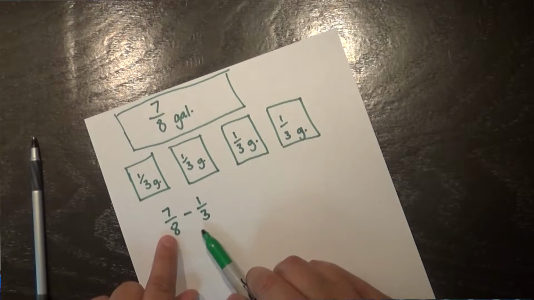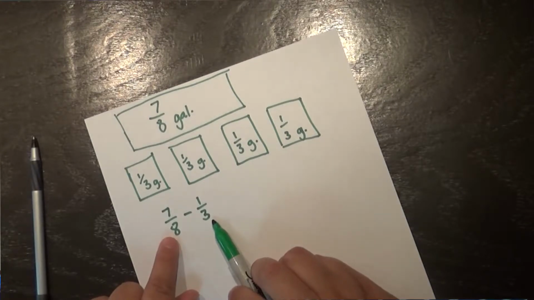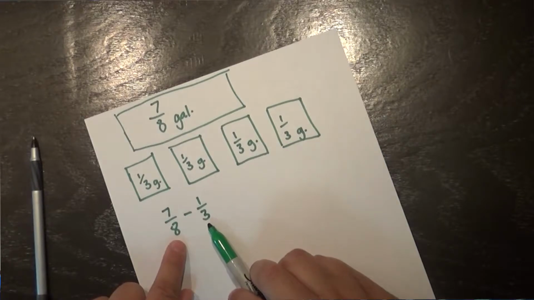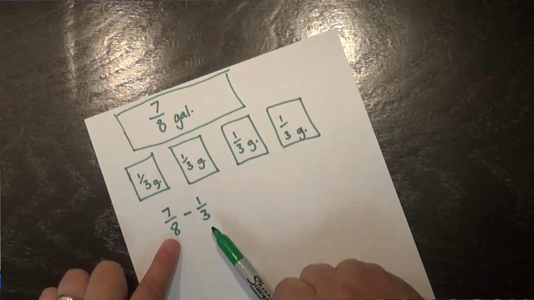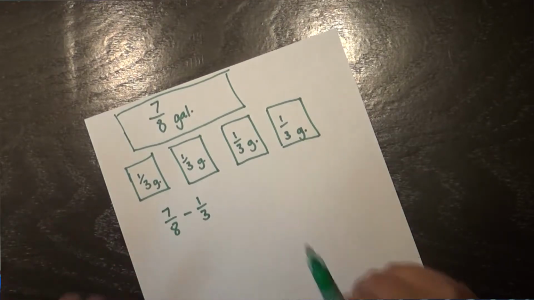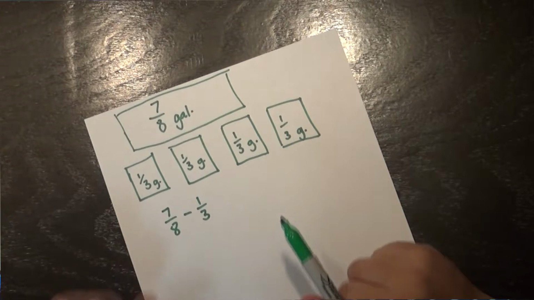Now, as I look at this, I could take 3 and double it. That becomes 6, but that's not 8. If I triple it, that's 9, and that's not 8. Okay, so I know that I have to do something with 8 and I have to do something with 3 because they need to play nice. They have to have the same denominator.